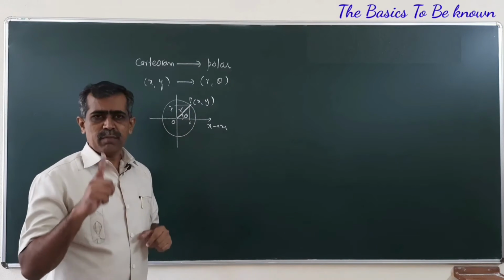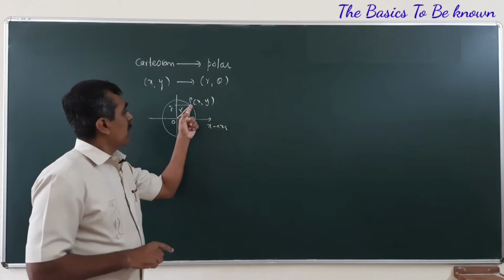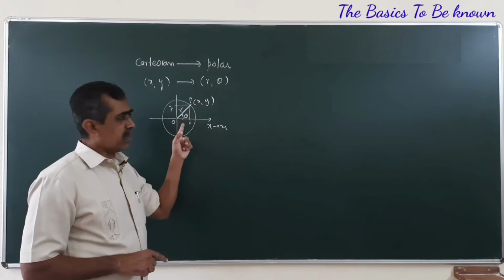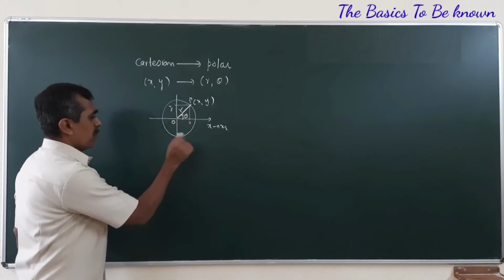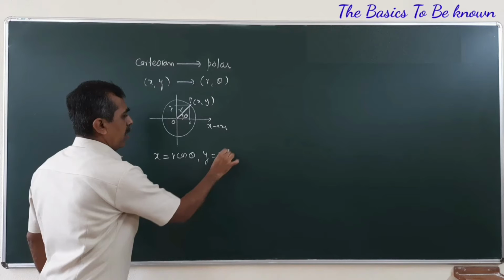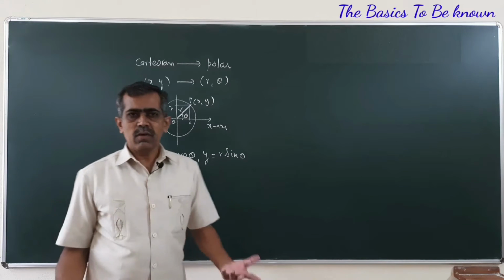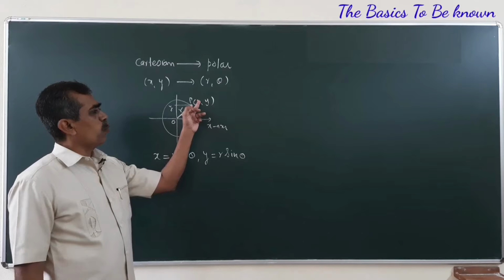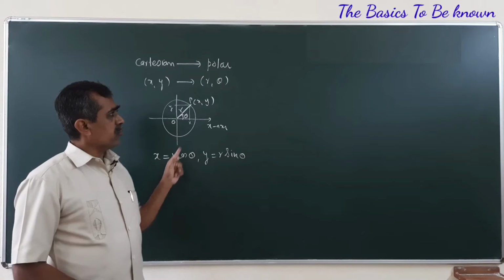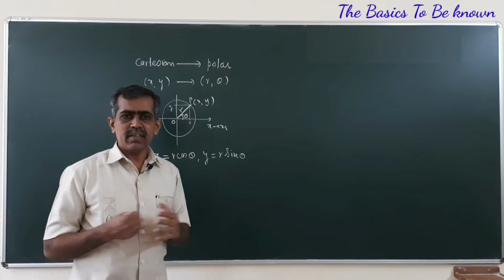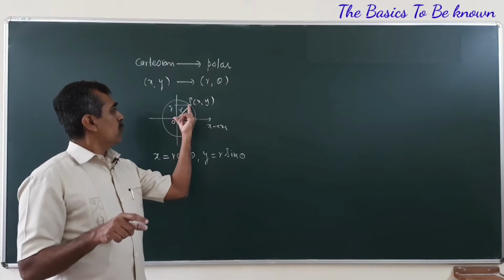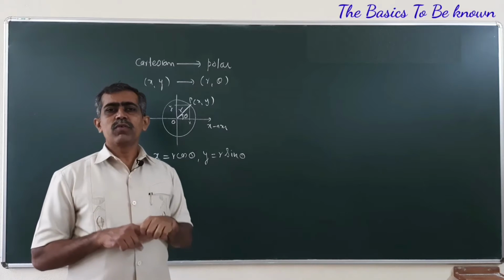Both of them describe the same point P. Then what is the relation between Cartesian coordinates x, y and polar coordinates r, theta? You know very well, since your 12th standard, x is r cos theta and y is r sin theta. So any point whose Cartesian coordinates are x, y has polar representation r cos theta, r sin theta, where r is the radius and theta is the angle made by the position vector of point P with the positive direction of the x-axis.